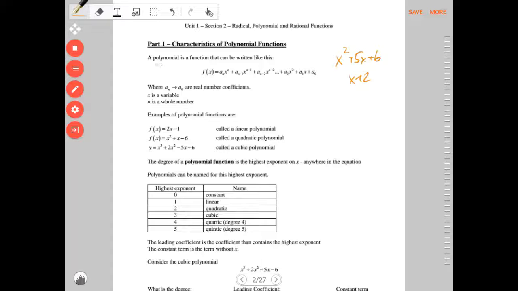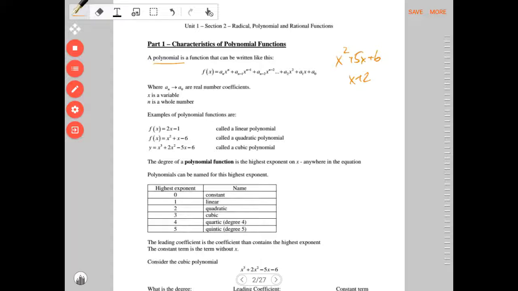Now, a polynomial really is any function that can be written like this. You look at that and you're like, what on earth is that? So we have some coefficient times x to some power of n, then a different coefficient and a different power of x, a different coefficient again, different power of x, and we just go on. Usually polynomials are in descending order. So x is a variable, n has to be a whole number, right? We have to have whole number exponents for these.